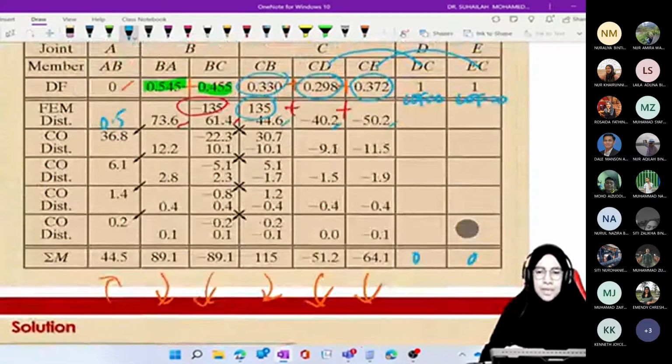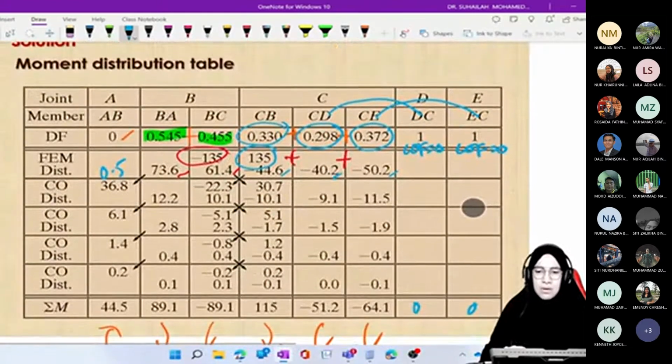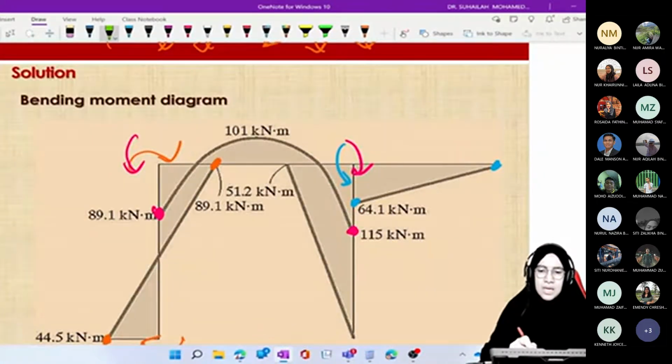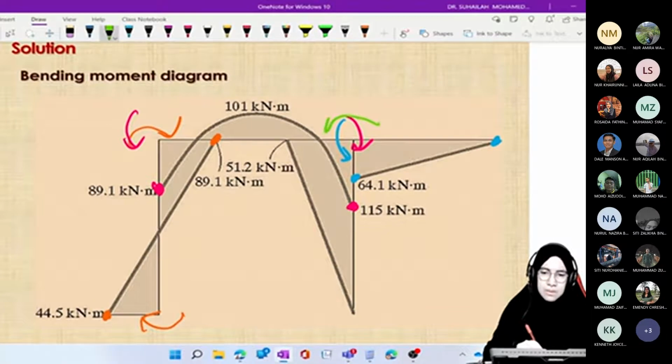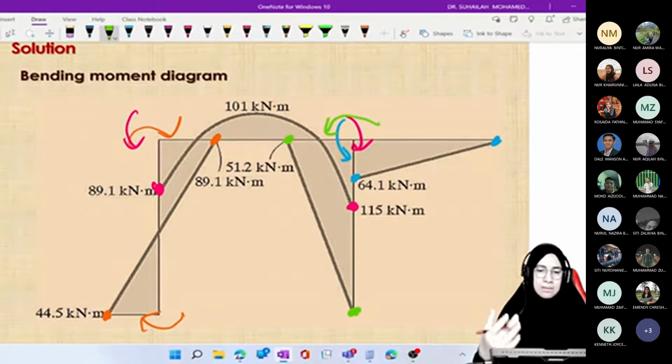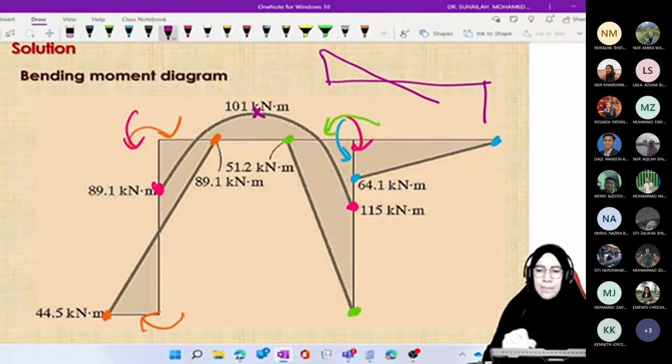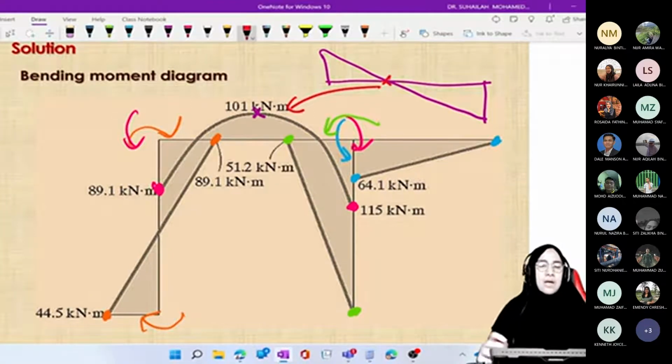And CD is negative here. This is the point. This is how we draw the bending moment diagram directly from the moments that we get in the table. And the maximum moment here, we can calculate using the shear force diagram. Maximum moment means the shear force diagram has an intersection. The shear force intersection refers to this.